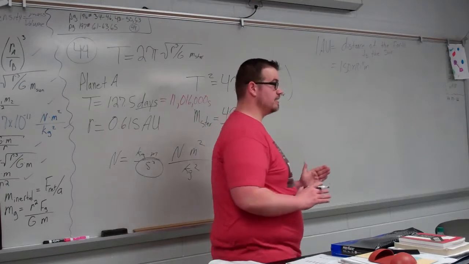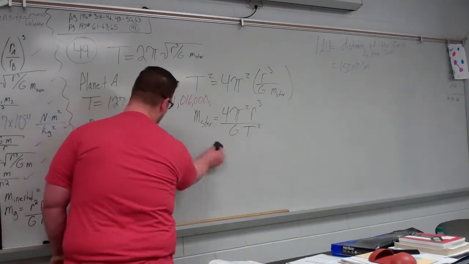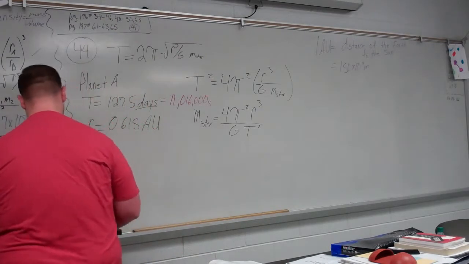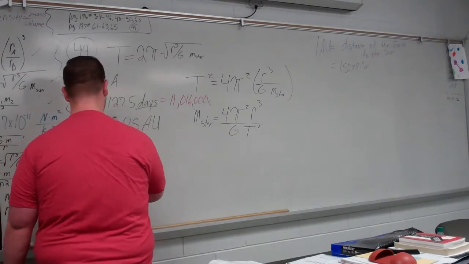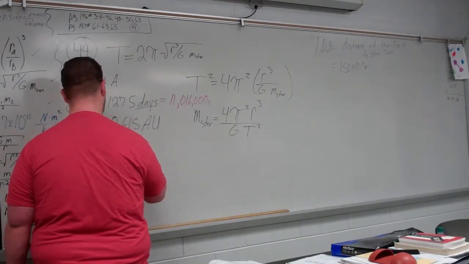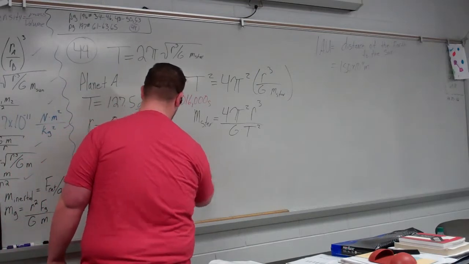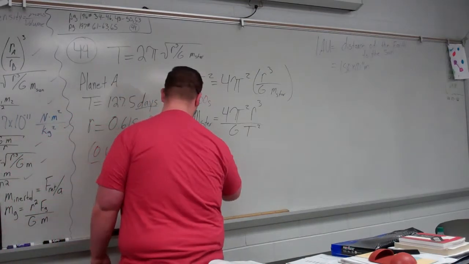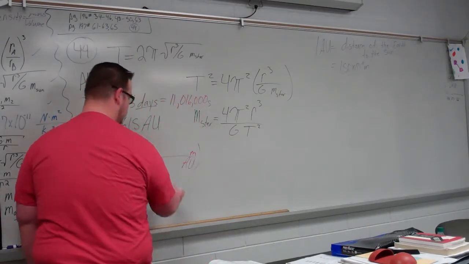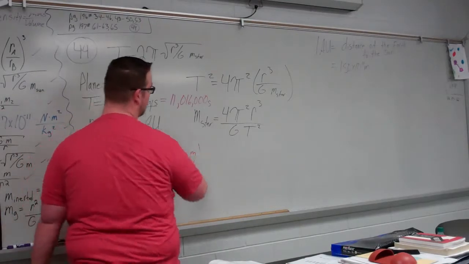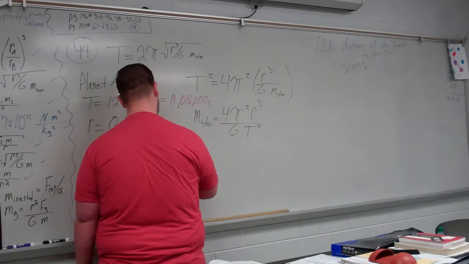So in this case, I need to convert this. So let's convert it. I have 0.615 astronomical units over 1 times, I need meters left on top. I need astronomical units gone, so they go on the bottom. So there's 1 astronomical unit, and how many meters are in an astronomical unit? 1.50 times 10 to the 11th.